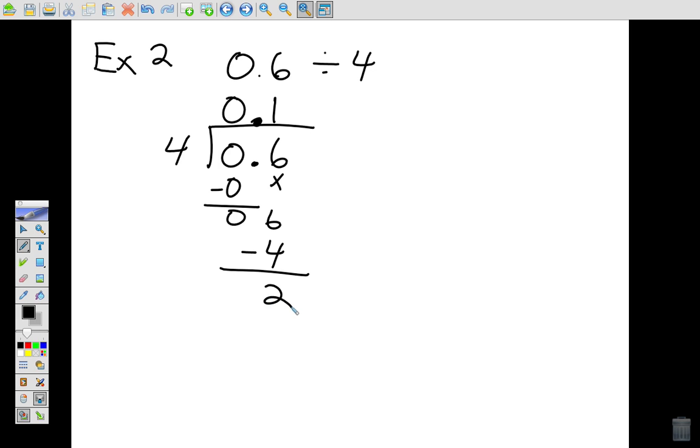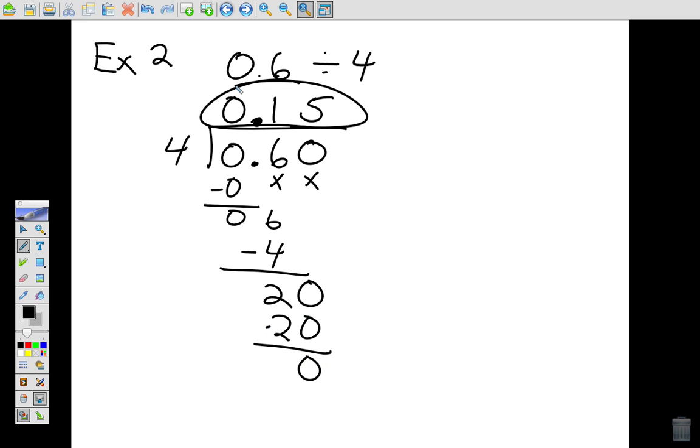Now, what do I do now since I have a remainder? Well, we add a 0, and we bring down. Remember, adding zeros to the end of a decimal doesn't change its value. In these type of problems that you're going to have in this lesson, eventually you want to get a remainder of 0. So now 4 goes into 20. Let's see, 4 times 4 is 16. 4 times 5 is 20. And we get a remainder of 0. So my quotient is 0.15.